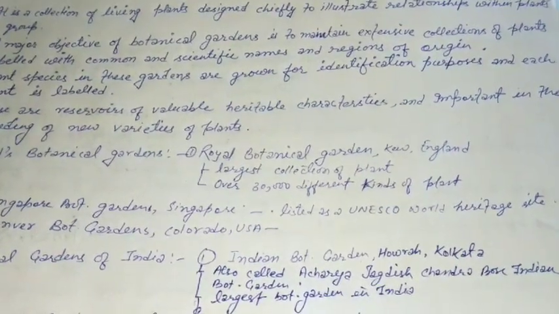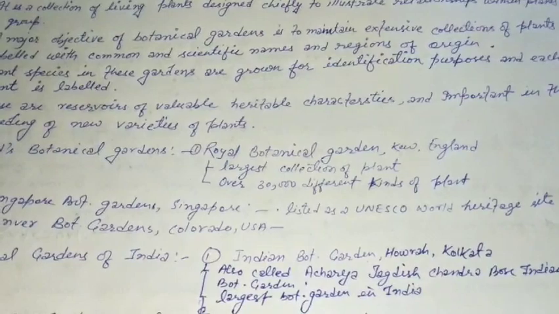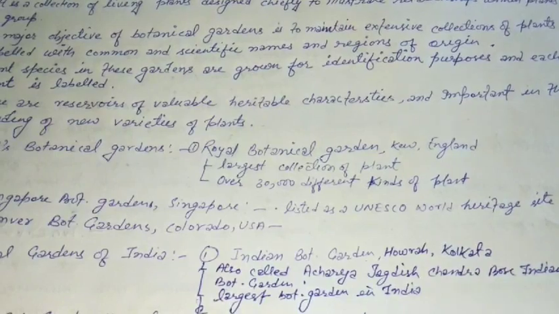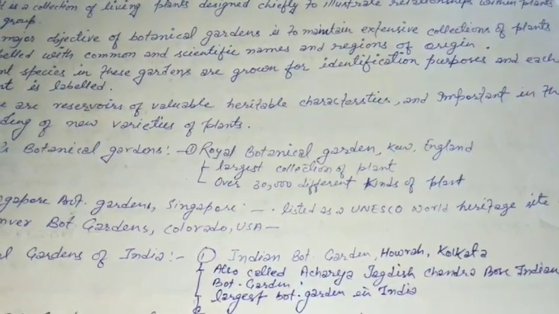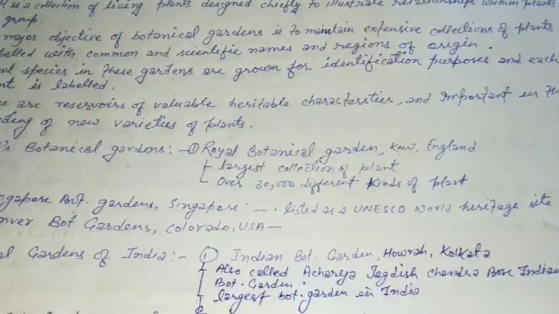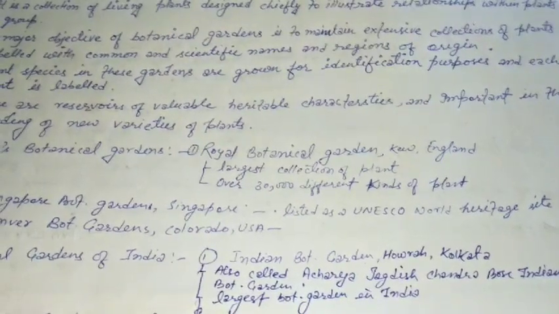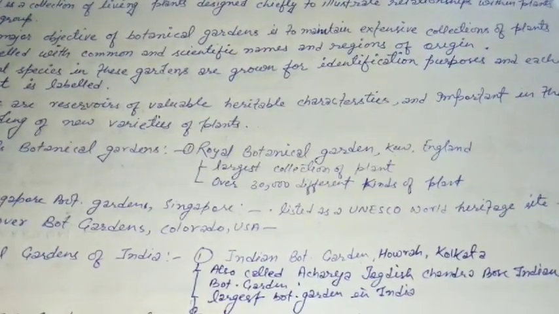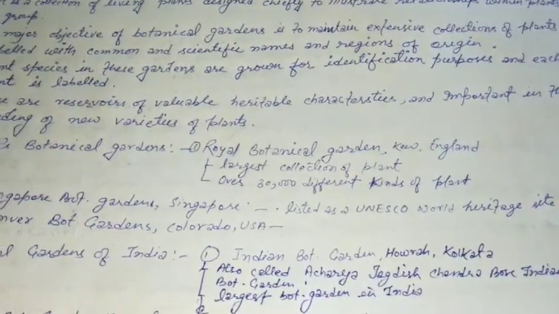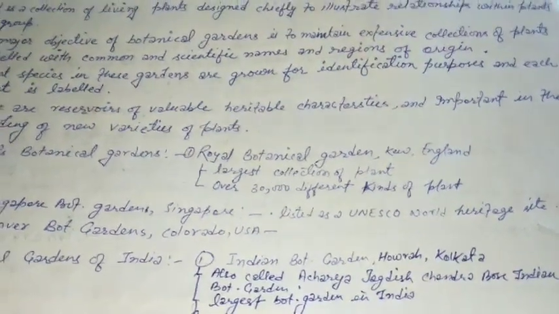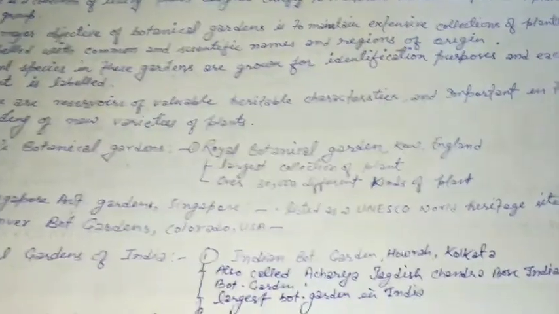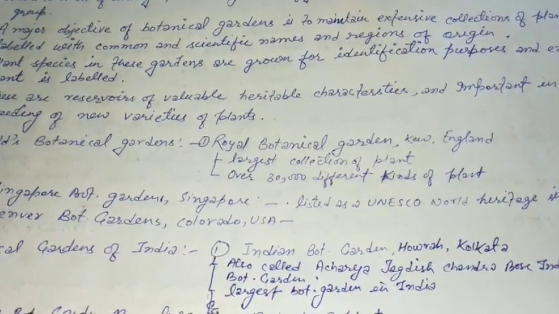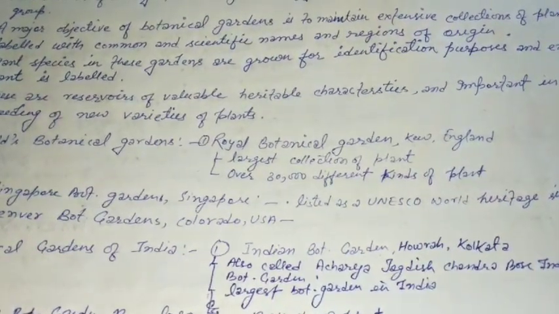In the last lecture, we read about herbarium, which is one of the taxonomic aids. As we know, herbarium is a storehouse of collected plant specimens that are dried, pressed, and preserved on herbarium sheets. In today's lecture, we'll be focusing on a very small topic, botanical gardens.